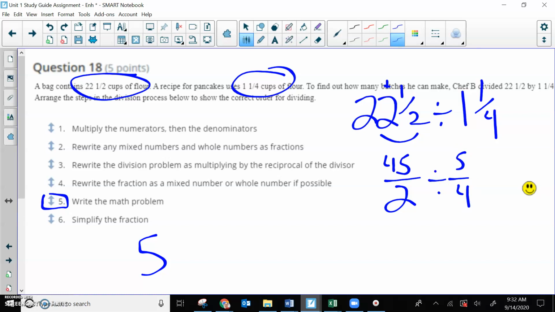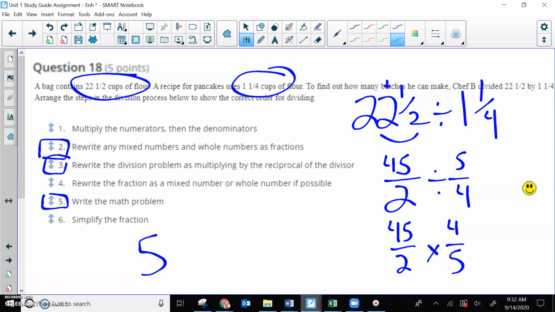Rewrite any mixed number and whole numbers as fractions. So that's our next step. Now what do I do? I've got 2 fractions. Now I want to rewrite this problem as a multiplication problem to make it easier. So I'm going to multiply by the reciprocal. So that is step number 3 right there.